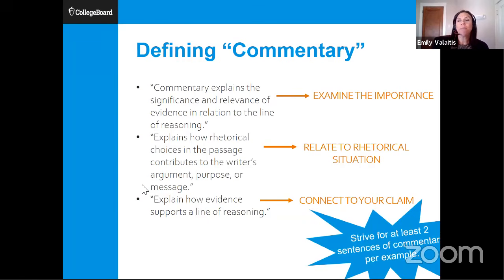Oh, sorry, one more thing. And the only clear-cut tip I could give you is to strive for at least 2 sentences of commentary for each example. So if you have 2 examples, then you should have around 4 sentences of commentary in your whole paragraph. Strive for at least 2. I think the more you have, a 3 or a 4 sentence, the better.